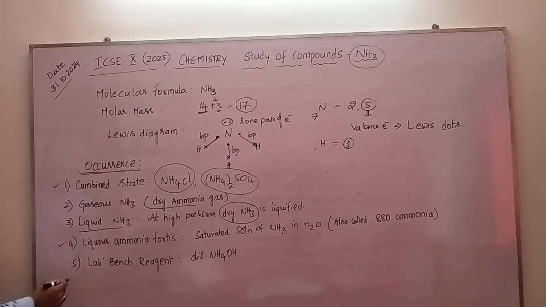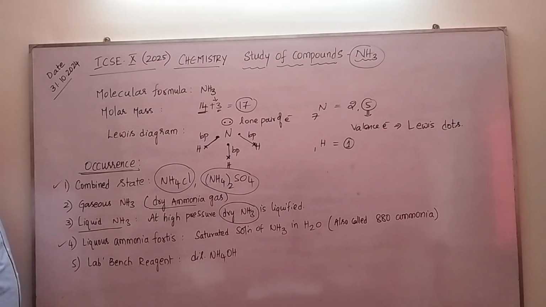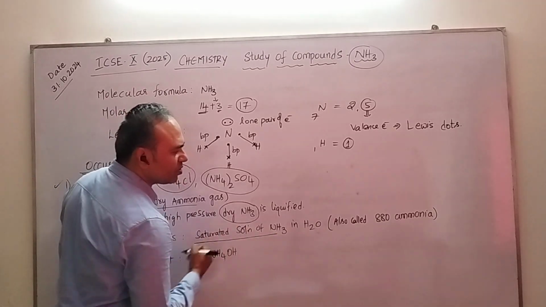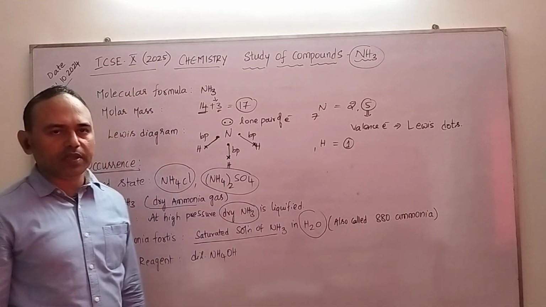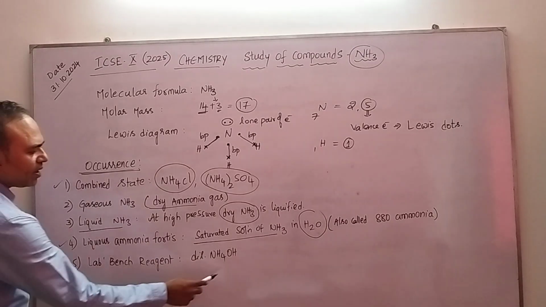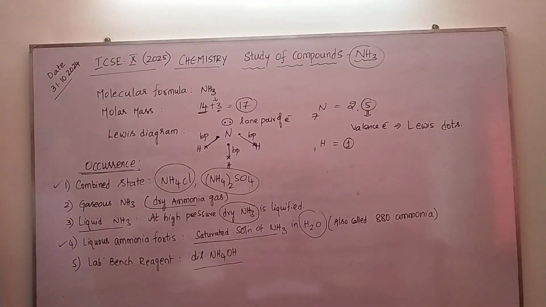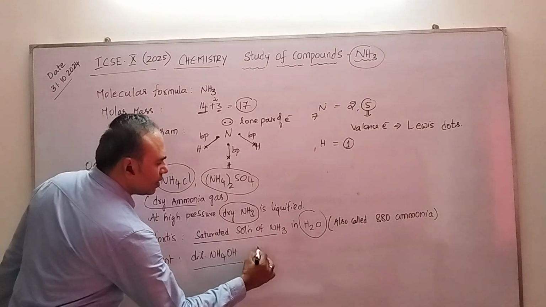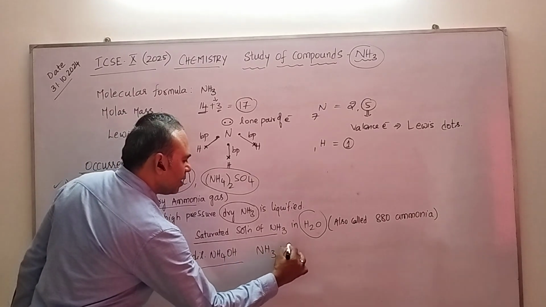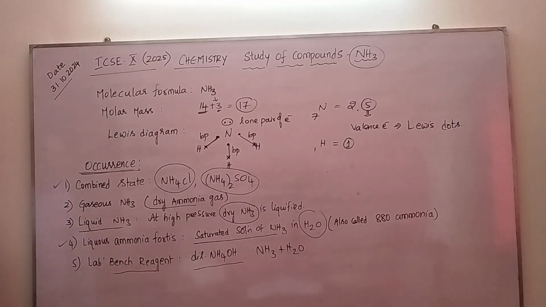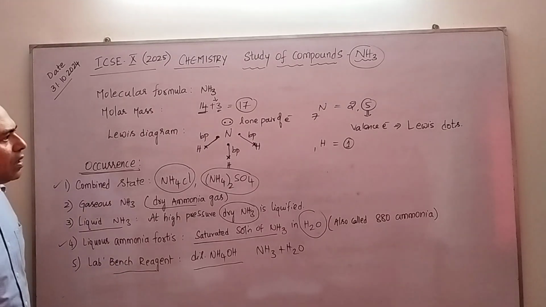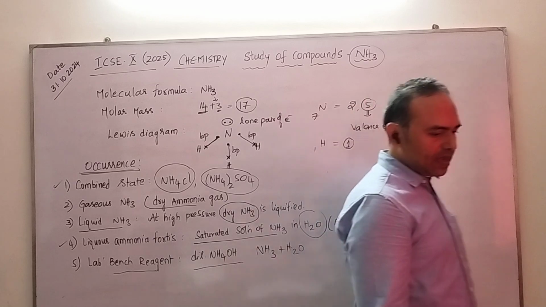Now fourth one, liquor ammonia fortis. This is nothing but saturated solution of ammonia in water. So you can also call it 880 ammonia. Now the last one is dilute NH4OH, that is ammonium hydroxide, nothing but NH3 plus H2O. This is used in our laboratories as a bench reagent. Hope you have understood. Now let us move to the preparation of ammonia gas.